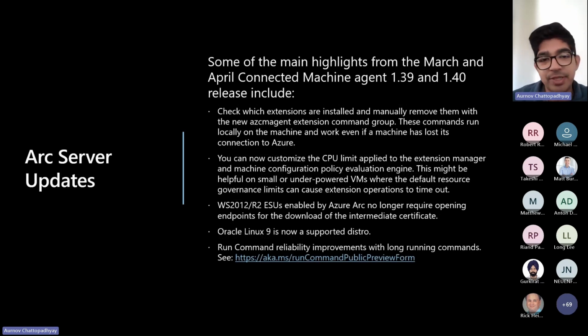Some of the quick updates from the server side are our latest March and April connected machine agent versions 1.39 and 1.40. You're going to continue to see a lot of extension quality improvements, where we're adding extension installation and removal checks as well. That includes commands run locally on the machine, where we're improving some of the extension reliability logic. You'll also notice that we now have the ability to customize the CPU limit with the extension manager and machine config policy evaluation engine. This provides a lot of flexibility for smaller or underpowered VMs, where resource footprint limitations might be impacting you.